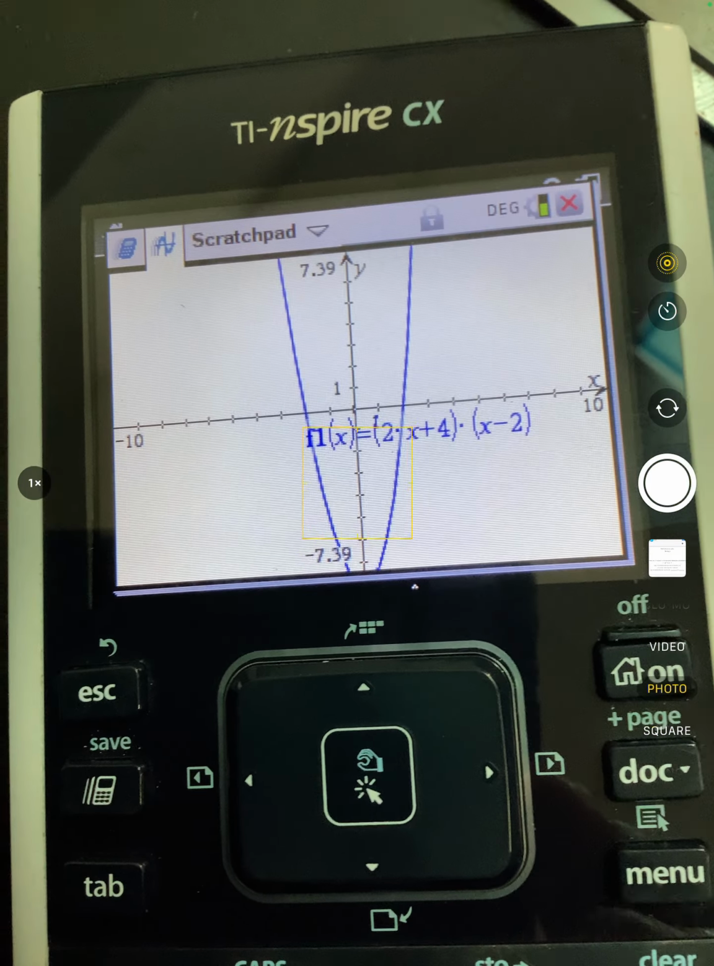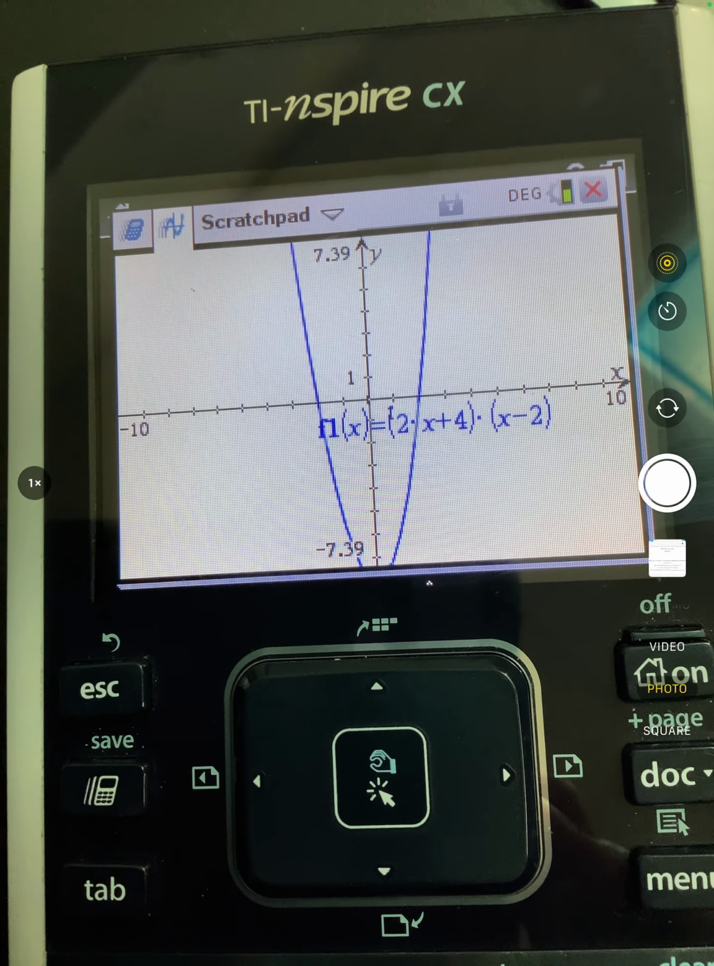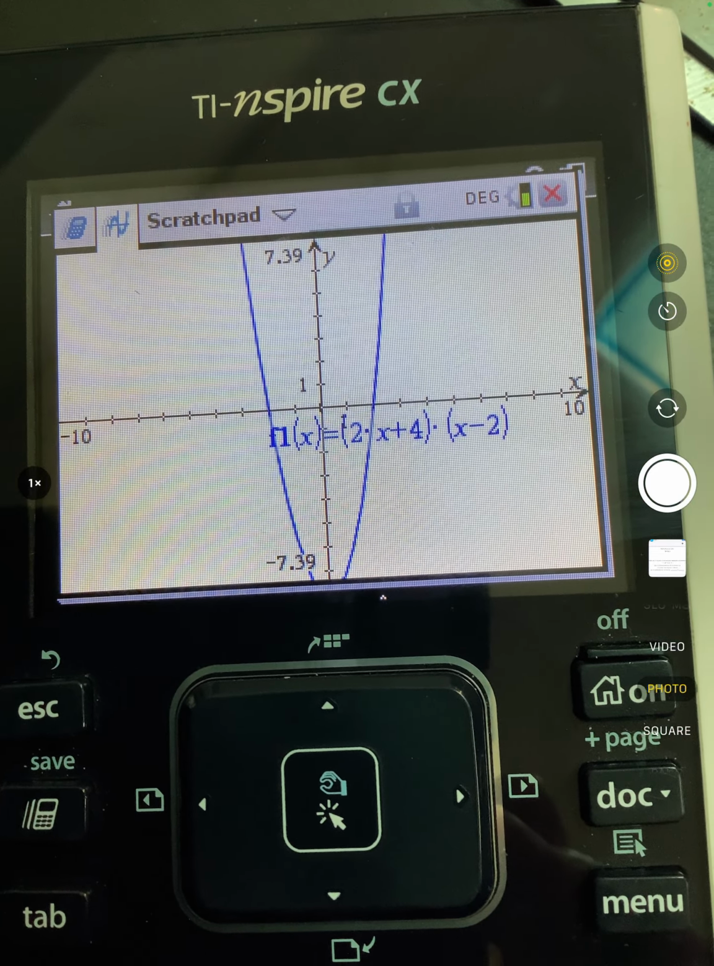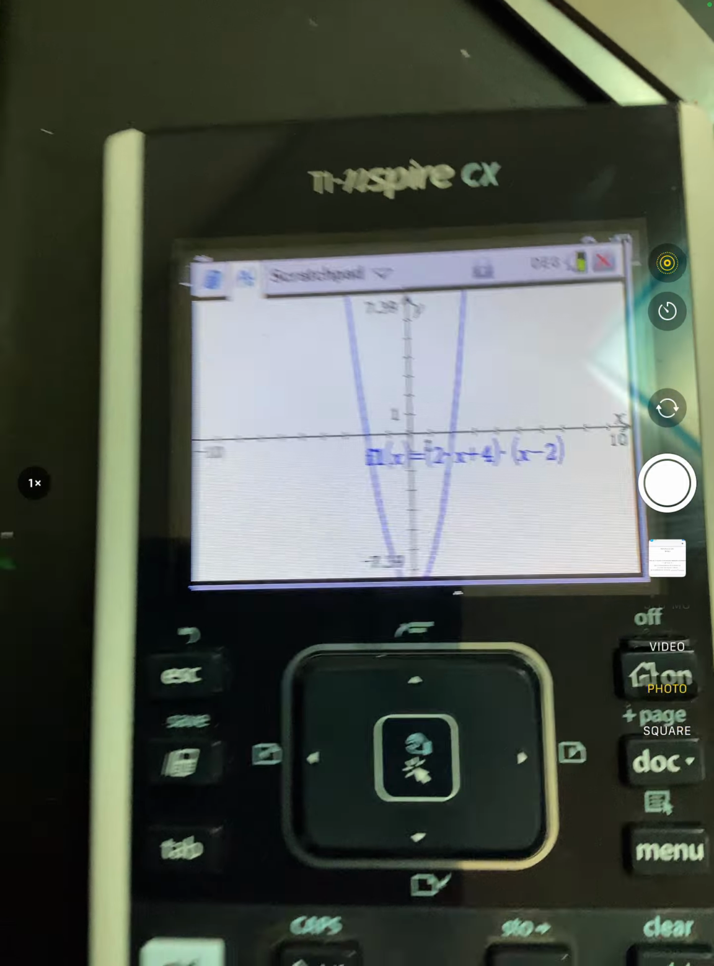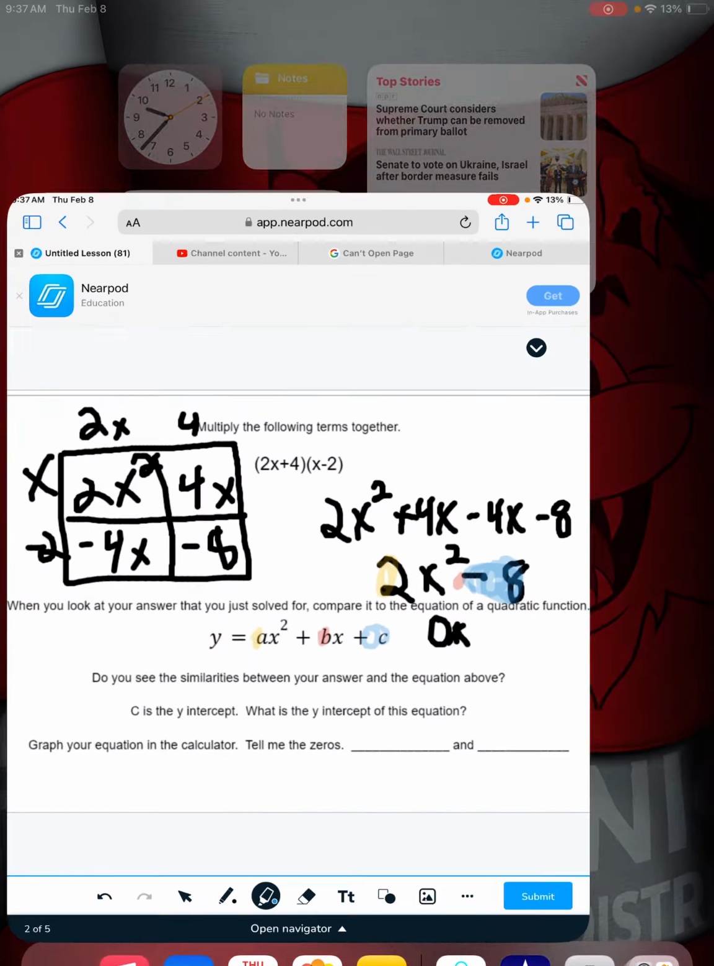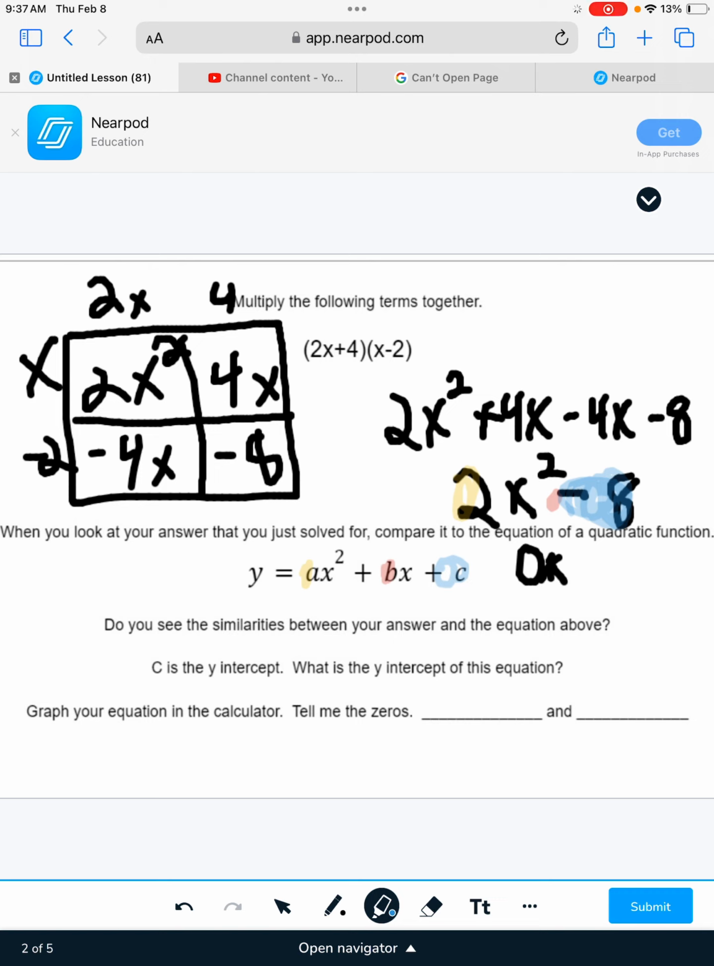So, I've got it here. And when I look at this graph, I can see what my zeros are. My zeros here are going to be positive 2 and negative 2. So, when I look really closely at this, the zeros, those are still going to be as points. So I've got 2, 0, and negative 2, 0.